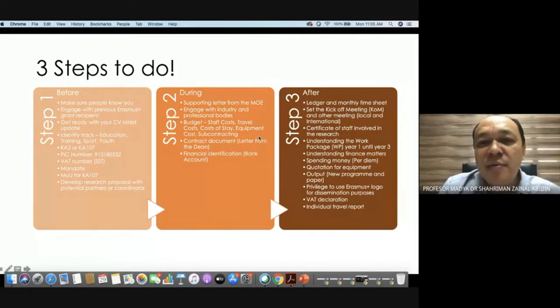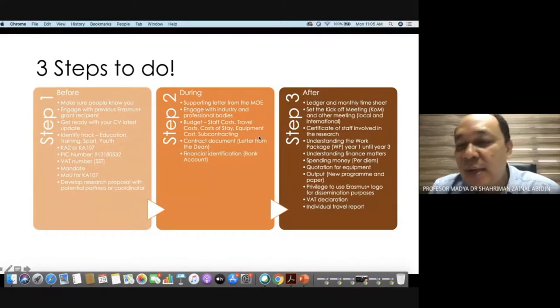Okay, when you provide the specification for equipment cost, you need to make sure it is equipment that you want to buy for the future, not buy now, because there is no wiggle room in the Erasmus Plus budget.